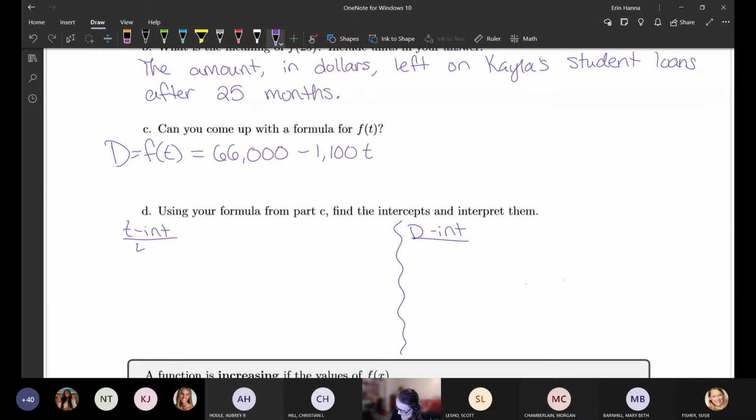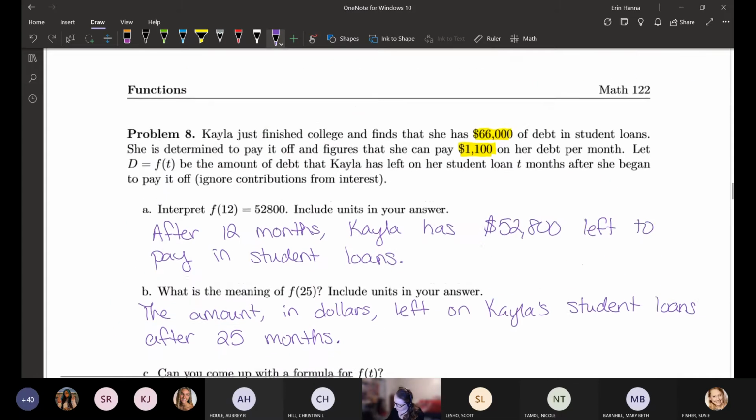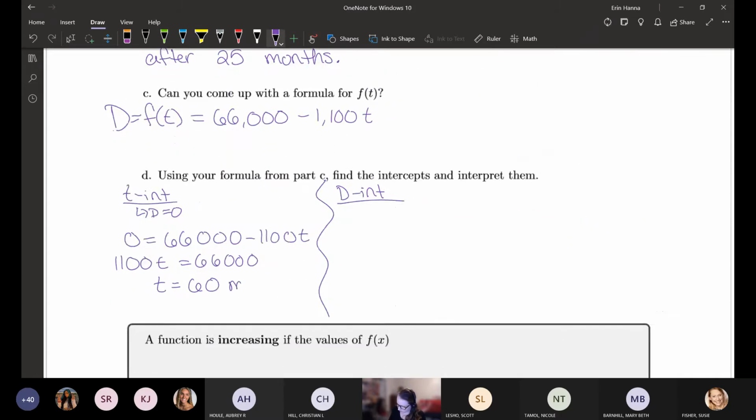So for the t-intercept, we're going to let d equal 0. Remember, whenever you want to find one intercept, you set the other value equal to 0. So I would add the 1100t over to the other side. Divide by the 1100, t will be 60. And actually, I'm going to do the interpretations over on the side. So let me just find the two and then I'll interpret them. You should have found that your t-intercept was 60. And since t was in, I believe it's months. Yes. So this would be 60 months.